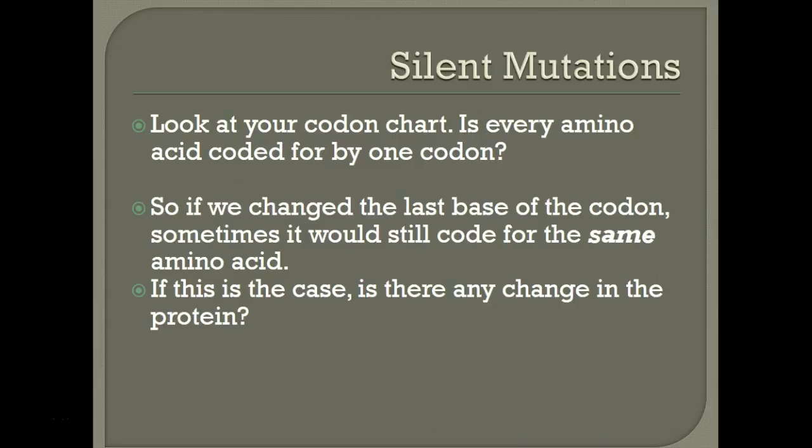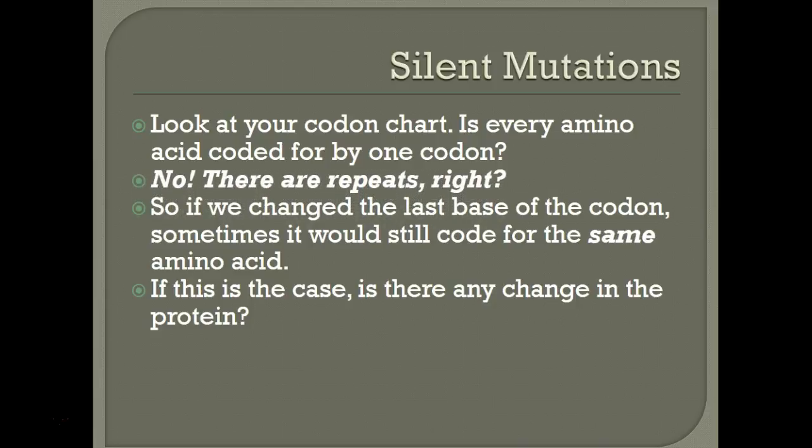So if you look at a codon chart, now you may not have one in front of you, but you could just open a new tab, go to Google, put in codon chart, and if you click on images, you should see a whole bunch of codon charts. They're all the same. The codons code for the same amino acids in all living things. So you should see that there are multiple amino acids that are coded for by more than one codon.